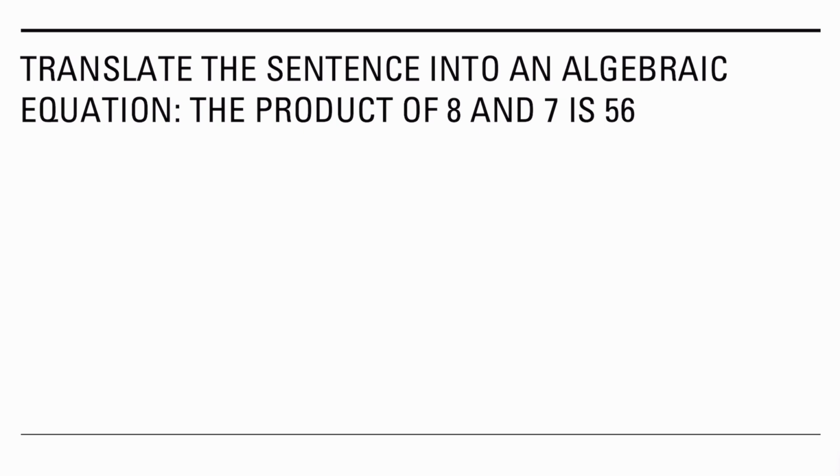Translate the sentence into an algebraic equation. The product of 8 and 7 is 56. So you should be getting good at these by now. So product means multiply. And so we're multiplying 8 and 7. So we go 8 times 7, or 8 and then 7 inside the brackets, whatever you prefer. And then is, remember that means equals. And so 8 times 7 equals 56. We don't actually have to simplify it here, but 8 times 7 does equal 56. And so it is a true equation.